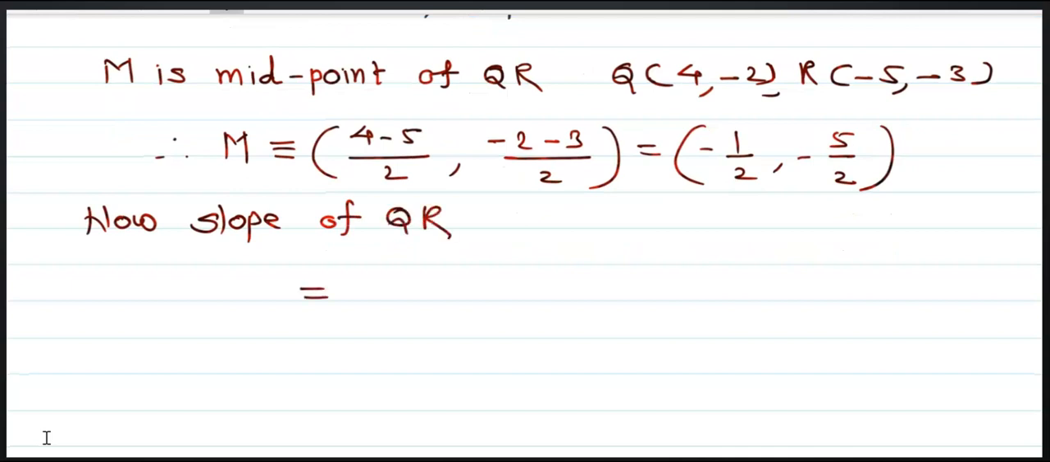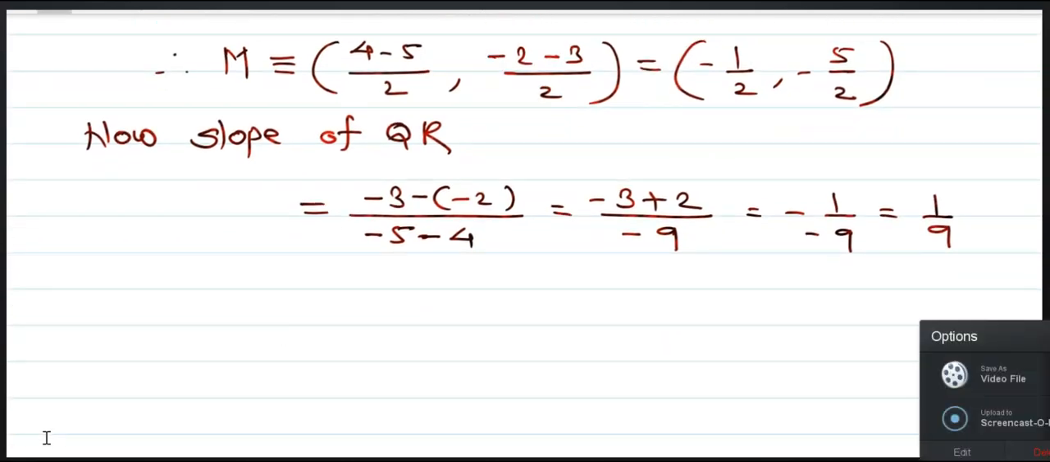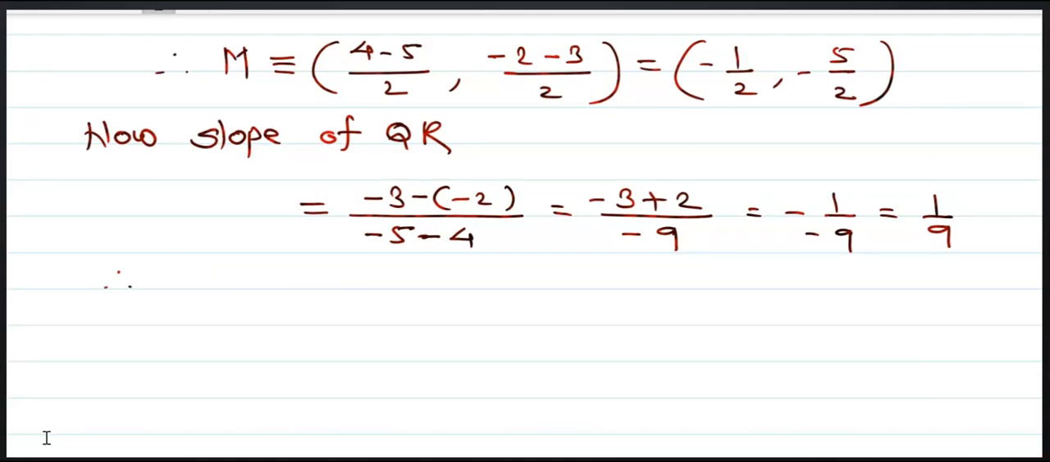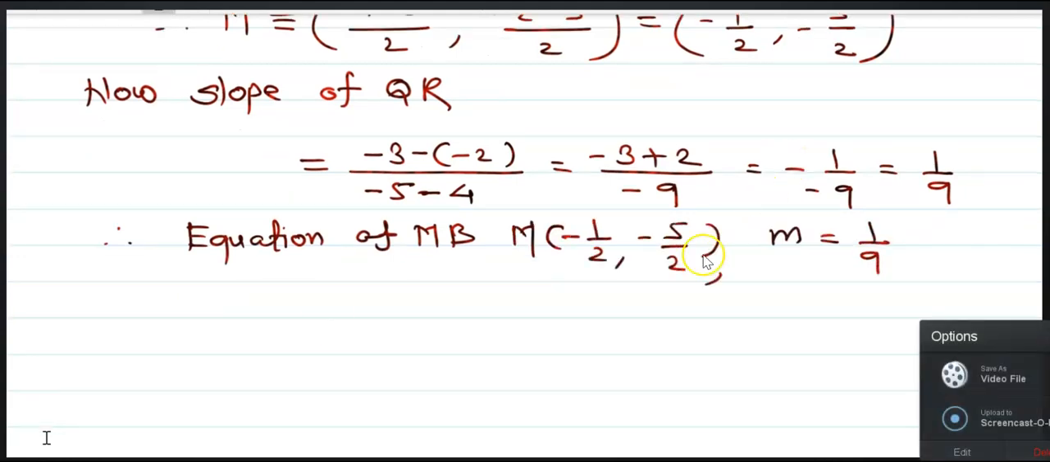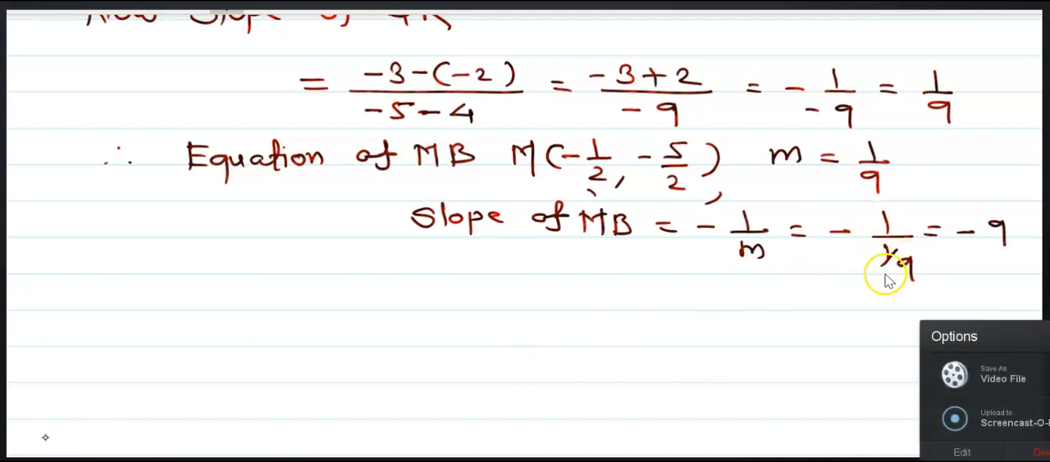Therefore, the slope of QR is again the difference of y coordinates, that is -3 minus (-2) upon -5 minus 4. That is -3 plus 2 upon -9, that is equal to 1 upon 9. Therefore, M is (-1/2, -5/2), m equals 1 upon 9. Therefore, the slope of MB is the negative reciprocal, that is -1 upon 1/9, equal to -9.